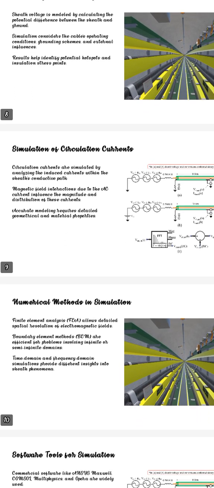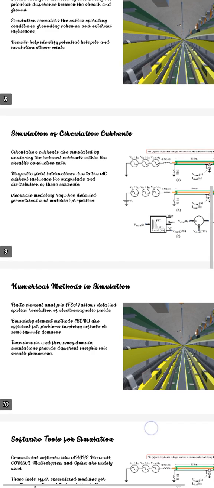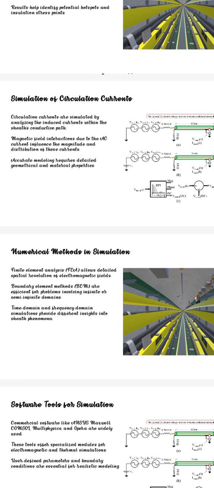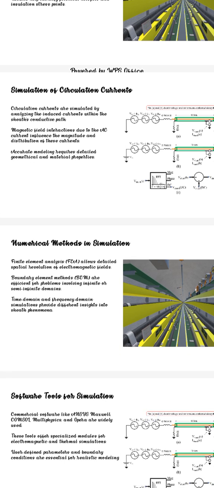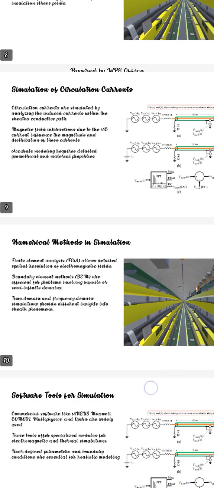Simulation of circulation currents. Circulation currents are simulated by analyzing the induced currents within the sheath's conductive path. Magnetic field interactions due to the AC current influence the magnitude and distribution of these currents. Accurate modeling requires detailed geometrical and material properties.